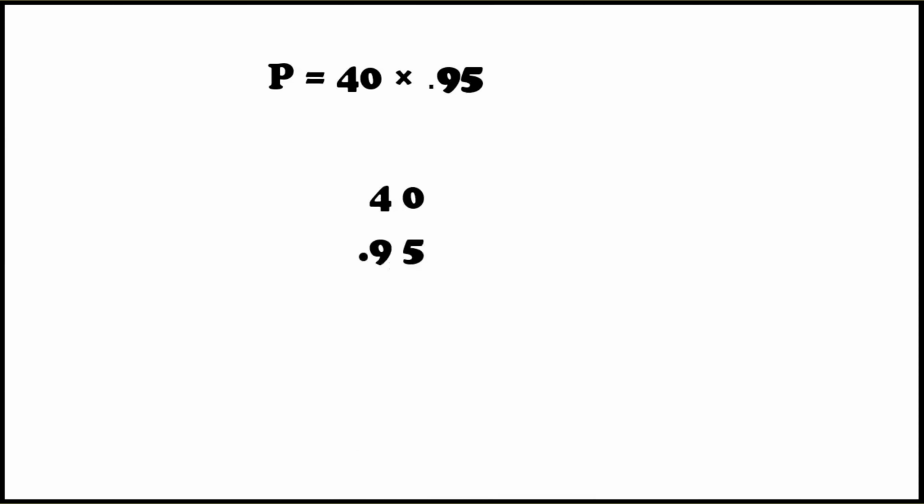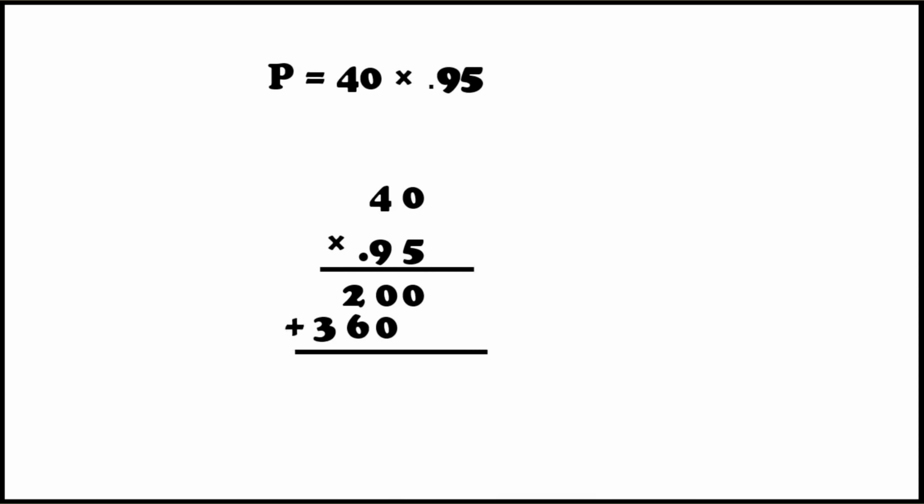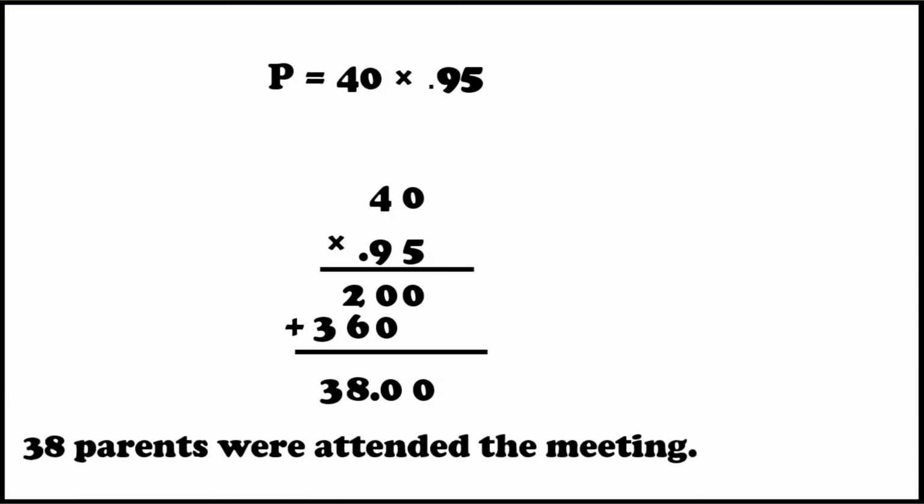40 times 0.95. Ayan. 5 times 0 is 0. 5 times 4 is 20. 9 times 0 is 0. 9 times 4 is 36. Then add. 0, 0, 8, 3. Move the decimal point. Or ihanapin natin 1, 2, 1, 2. So, between 8 and 0 po ilagay natin yung decimal point. So, 38. Therefore, out of 40 parents, 38 parents attended the meeting.